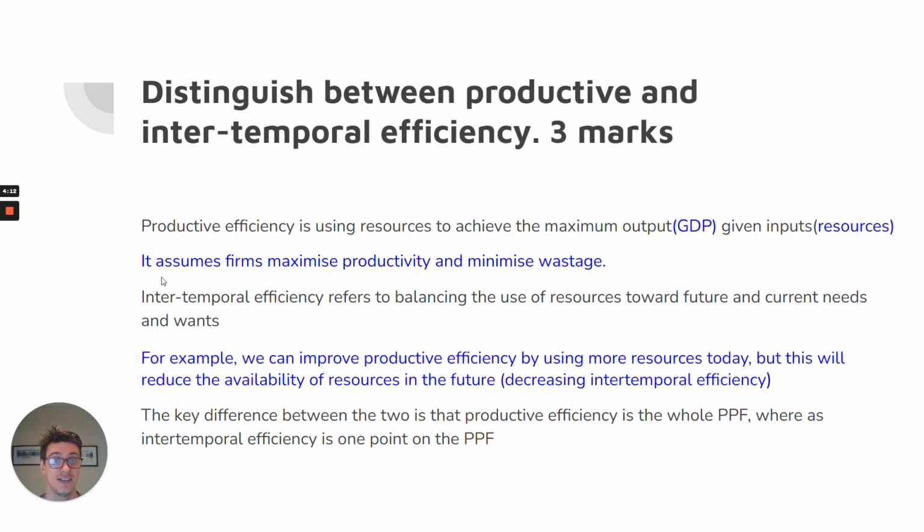Okay. Intertemporal efficiency, well, what is balancing out today's needs with the future needs? What does that look like? We might give an example. Okay, so we can use all our resources today to achieve productive efficiency, but that will reduce the availability of resources in the future. Okay, if we cut down all the trees today, they'll be gone in the future. So yeah, we're productively efficient today, but it decreases intertemporal efficiency. And actually what I've done in this example is showed a deeper understanding of the distinction between the two, haven't I? Because I've used productive and intertemporal in this little example. And finally, the key difference, well, no, that's it. I'm going to leave it there.